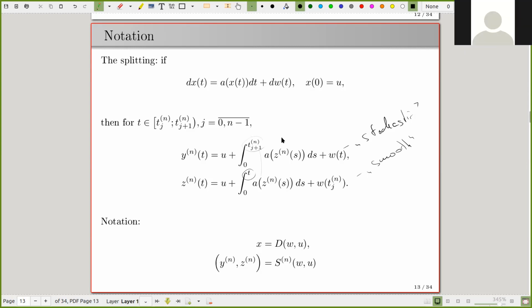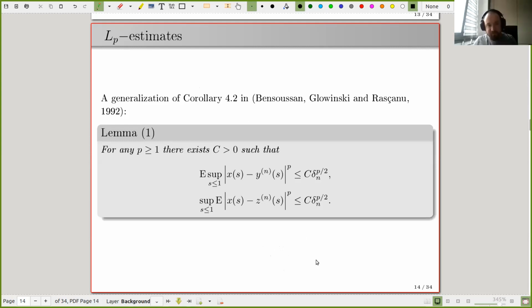And we will introduce the following notation. The solution of the stochastic differential equation with respect to the Wiener process W that starts at u, we will denote as x equals D(W, u). And the splitting obtained, we will denote as S_n(W, u). So the first estimate we will need out of 3 is a simple generalization of the corollary in Bensoussan, Glowinski and Rascanu. Here we have expectation and supremum. Here we have supremum and then expectation, and this is important.